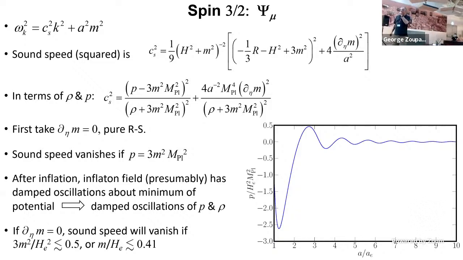After inflation, the inflaton field presumably has damped oscillations about its minimum of the potential. So the oscillations in the pressure and the energy density will oscillate, eventually damping. This figure on the right is a graph of the pressure normalized by H_E squared M_Planck squared as a function of the scale factor divided by the scale factor at the end of inflation. So this equal to 1 is the end of inflation. And after inflation, the sound speed generally oscillates. So if the mass is constant, the sound speed will vanish if m over H_E is less than about 0.4. So for light mass gravitinos, meaning a mass smaller than the expansion rate, the sound speed will vanish.